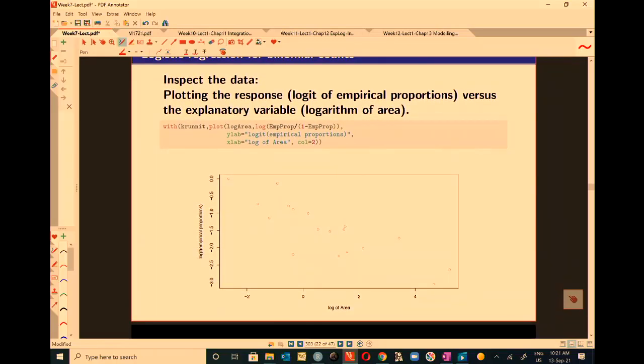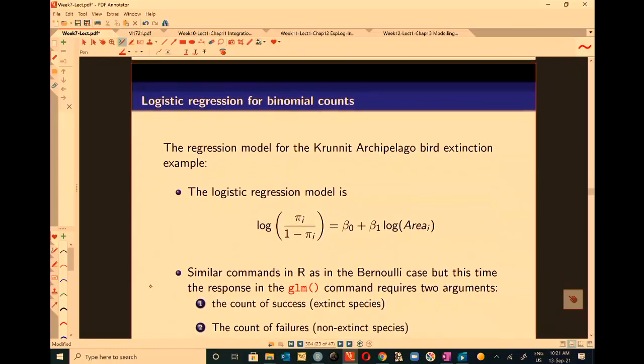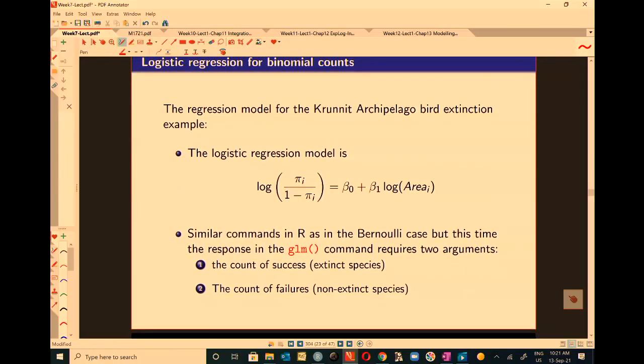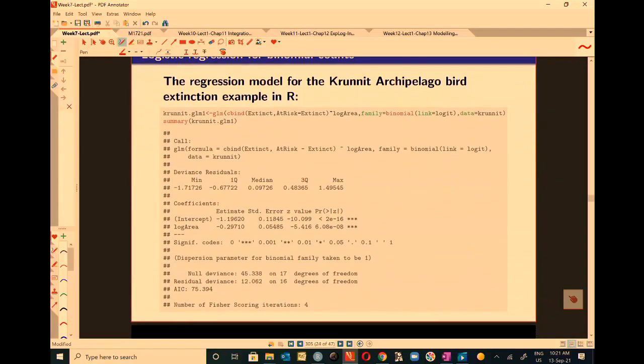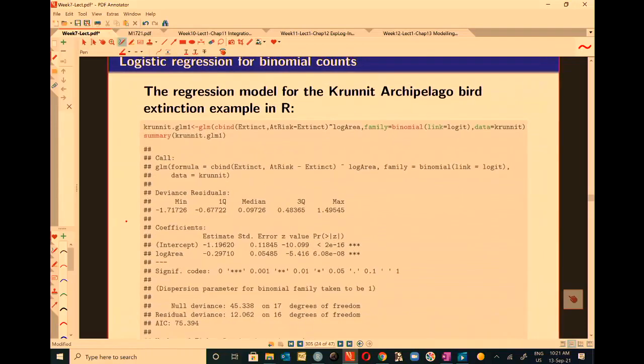Here is the same with logit of the data, of the proportions, not the proportions themselves. And that looks probably a little bit better, more closer to linear than the actual proportions themselves. The model is simple. It's going to be the logit is equal to something in terms of the log of the area that we have got there. The glm command still works, no problems with that. And so here is the model, if you can see it clearly enough.